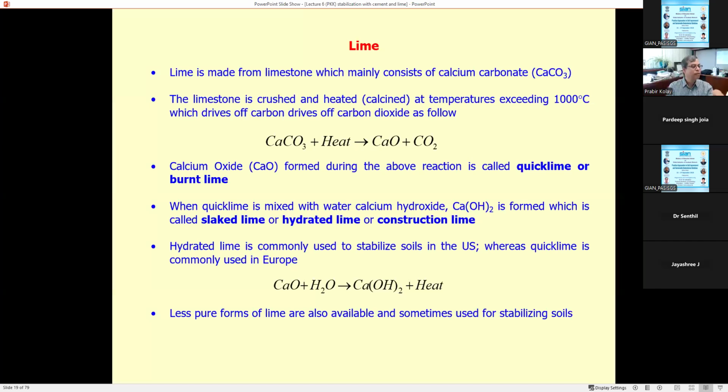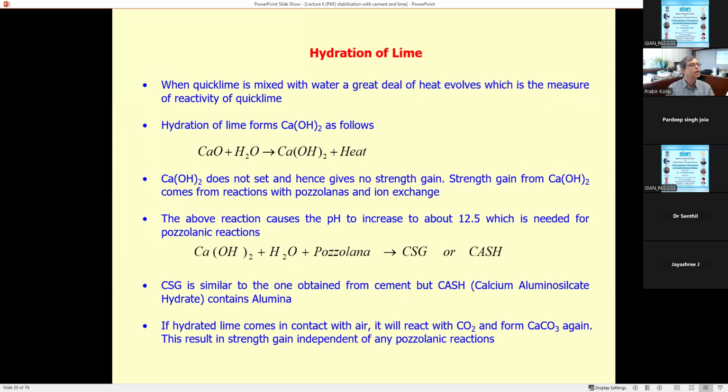The less pure forms of lime are also available and sometimes used as stabilizing agents. So sometimes people are even using lime kiln dust or cement kiln dust from the cement or lime industry. It's not the actual lime, but it's a waste, and we can use that also for stabilizing purposes.